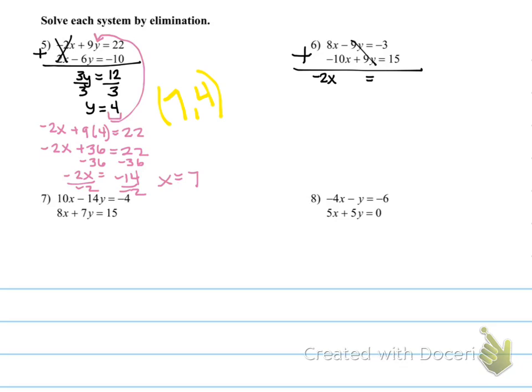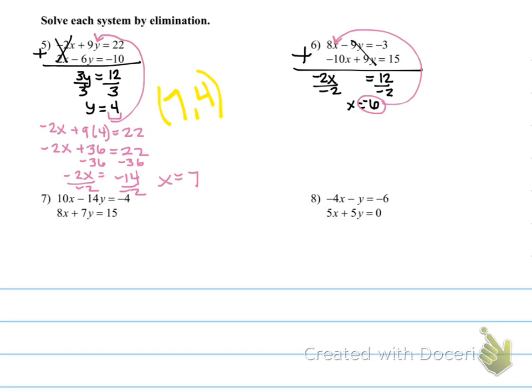So then we've got our negative 3 plus 15, which gets me 12. And then I can go ahead and divide by negative 2 to get x equals negative 6. Okay, so I've got my x value, but I'm not done because I got to find my y. So plug that x, negative 6, back in for x and solve for your y.